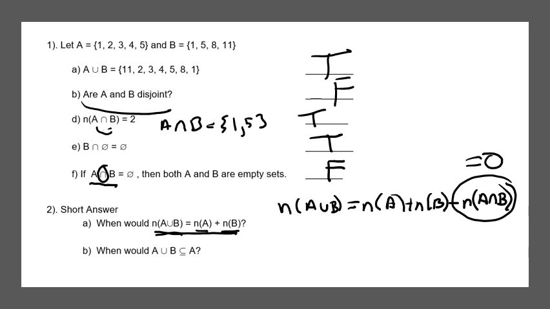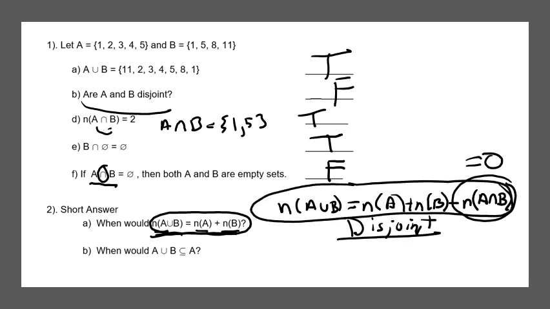In other words, in order for this to be true, A and B have nothing in common means they are disjoint. That's the key word here. You needed to know the formula for the number of elements of A union B, and then what you mean by disjoint.